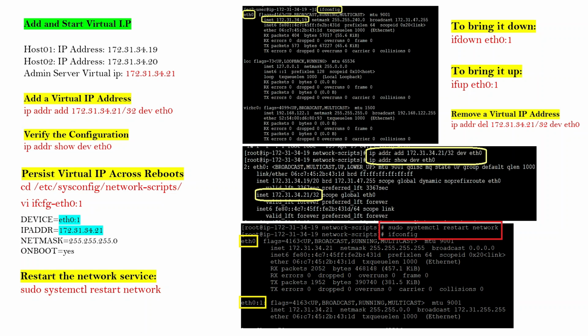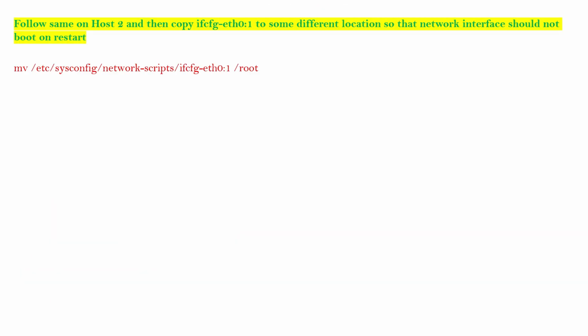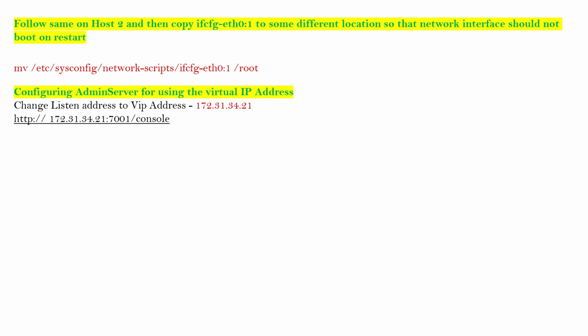So nothing different; follow the same steps that you followed here. Instead of bringing up the virtual IP on host 2, we will copy this file to some different location. I have copied it to /root, but you can copy it anywhere. Keep that path with you, because once we bring up this virtual IP on this host, we will copy this file back to network-scripts to start this virtual IP.